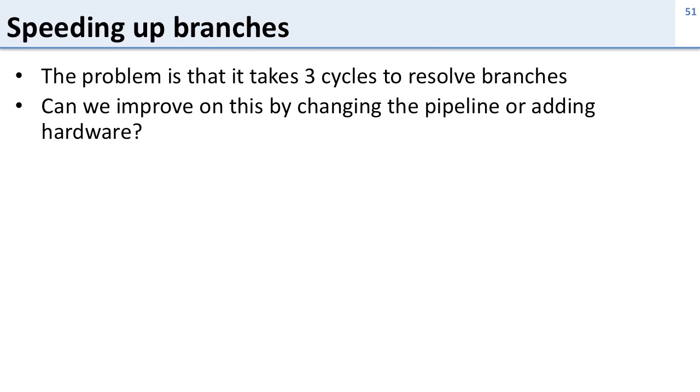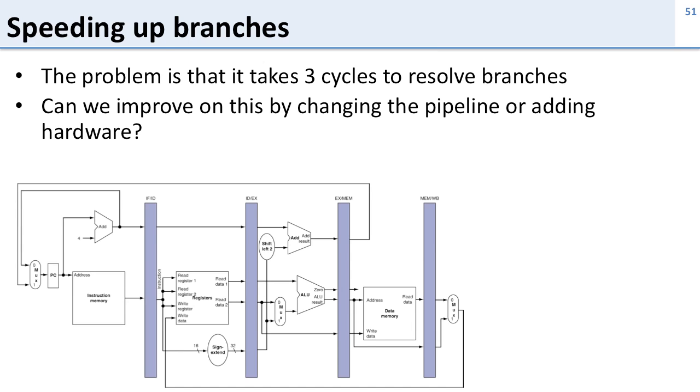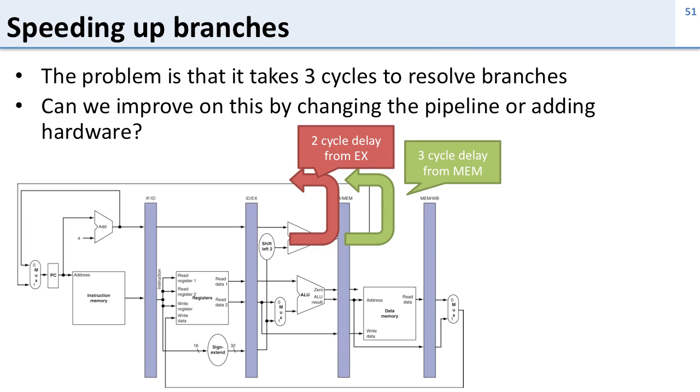Branches. So can we improve this by changing our pipeline or adding hardware? Well, let's take a look. So here's our pipeline, and the problem we have now is that it's in this stage that we're deciding that we should take our branch. This gives us a 3-cycle delay. If we could move this decision over to the execute stage, we'd only have a 2-cycle delay. And maybe we could do even better. If we could move the branch decision to the instruction decode stage, we'd only have a 1-cycle delay.